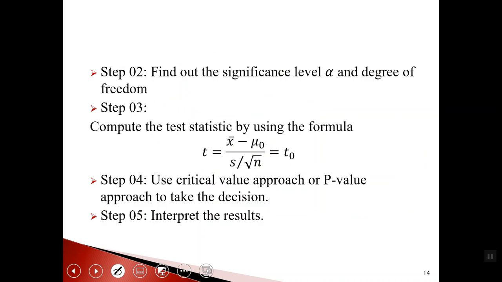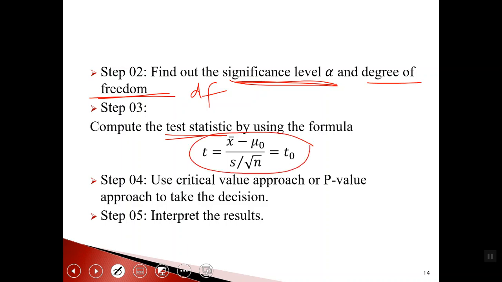Step number 2, find out significance level alpha and degree of freedom. Degree of freedom is simply called DF. Step number 3, calculate the test statistic T, that value, let's say T naught. So how do we calculate this T?